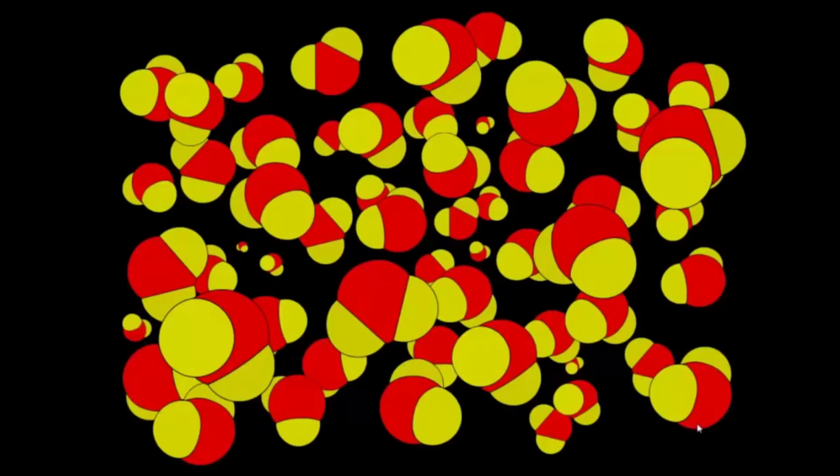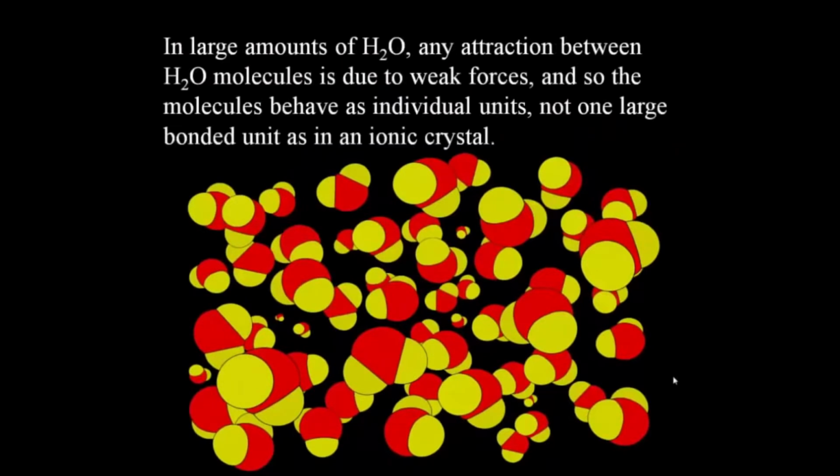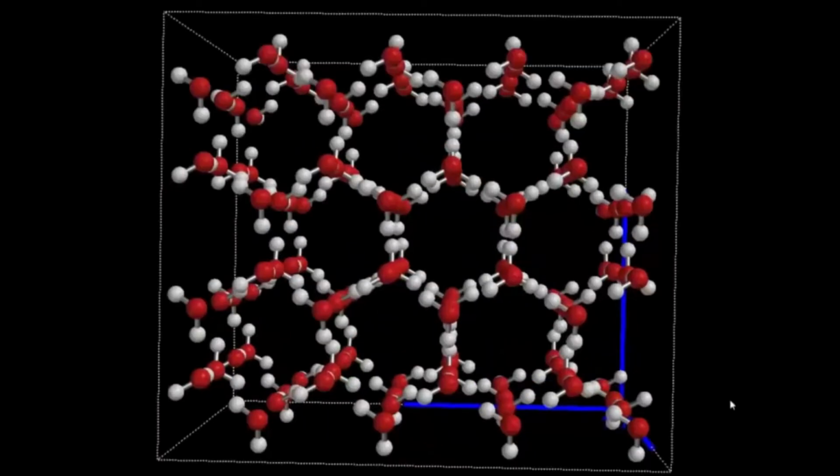They're not connected to each other except by weak forces. And so in large amounts of H2O, any attraction between the water molecules is due to weak forces, and the molecules still behave as individual units, not one large bonded unit as in an ionic crystal. Another view of water, here the hydrogens are white instead of yellow. And this I'm showing you to contrast more specifically with the sodium chloride or the calcium fluoride, because we showed the ionic crystals as solids, and here's water as a solid, ice of course.